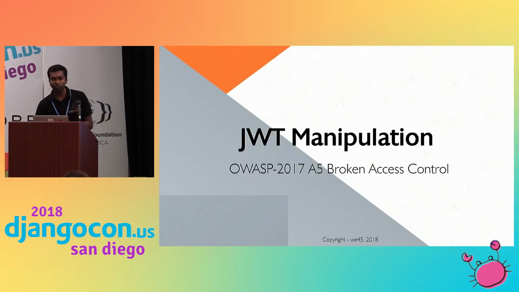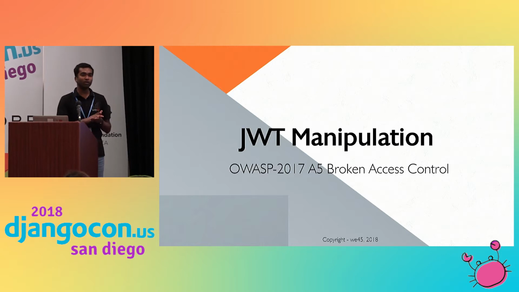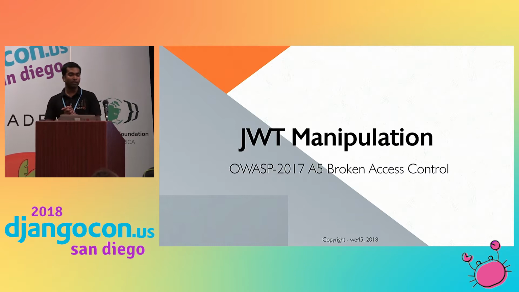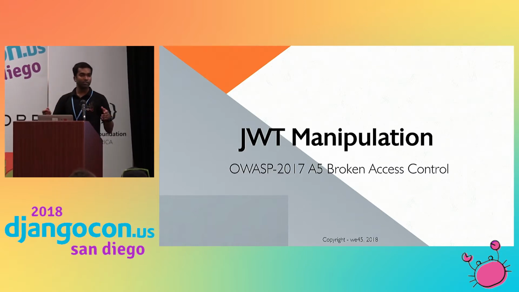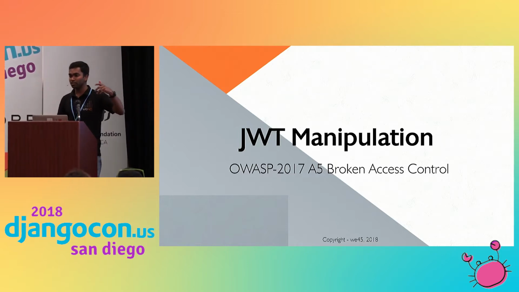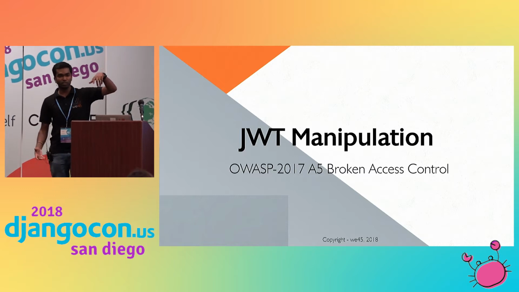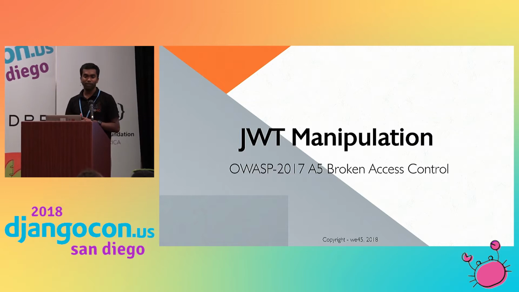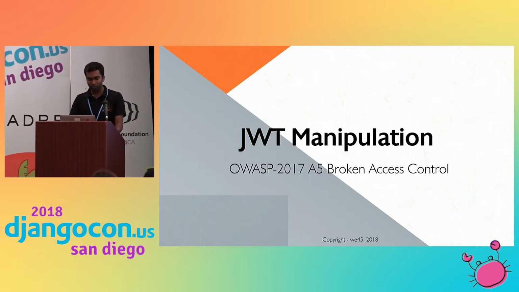The first one I am talking about is JWT manipulation. We follow OWASP standards. How many of you have heard about OWASP? It's good, not bad. OWASP means Open Web Application Security Project. It is an open source project where every year or every four years they collect the vulnerabilities or attacks and, based on that, make a standardized top 10 vulnerabilities. In that, JWT manipulation comes under A5, broken access control.